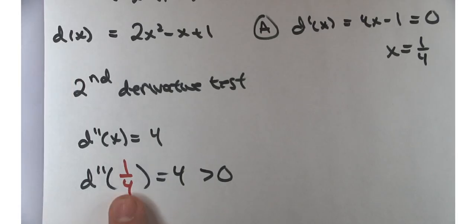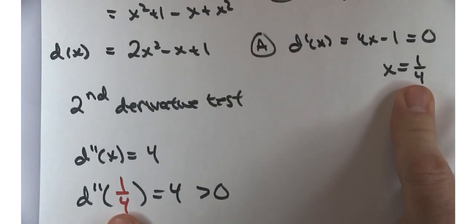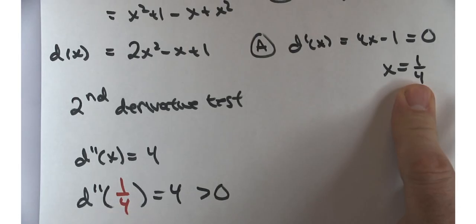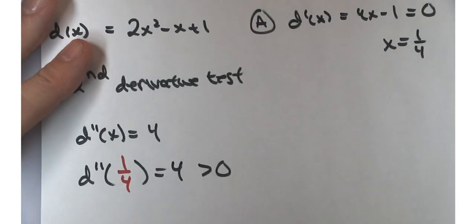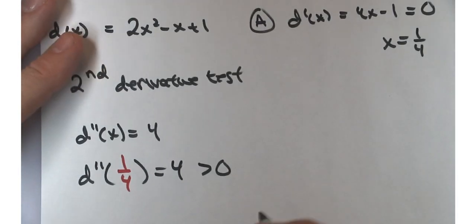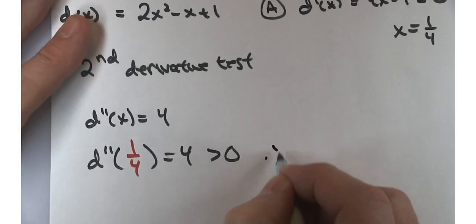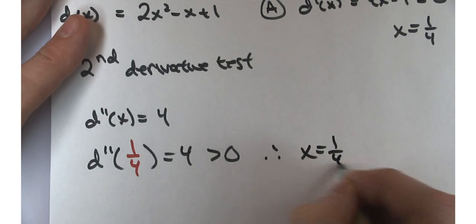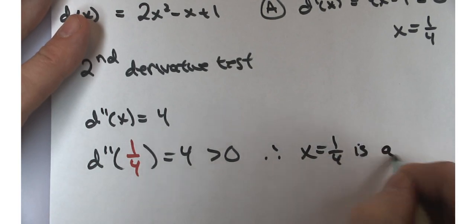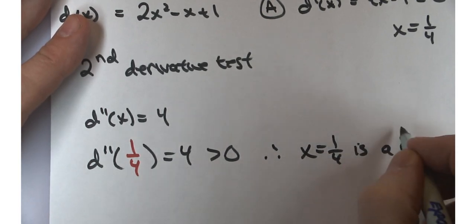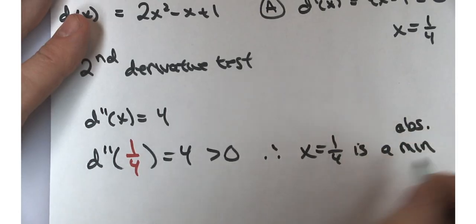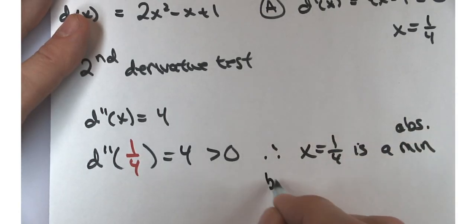What's that telling me about my critical value here? Local min. It's a local min. Yeah, it's local. In fact, actually, in this case, it's a global min. So, therefore, x equals 1/4 is a min, and it's absolute min, I suppose. Absolute min by the second derivative test.